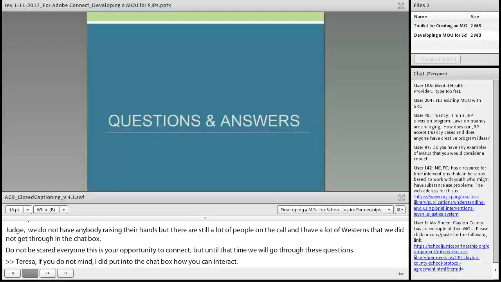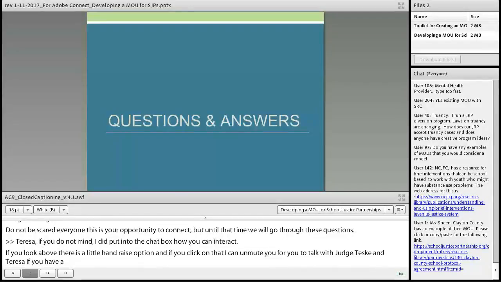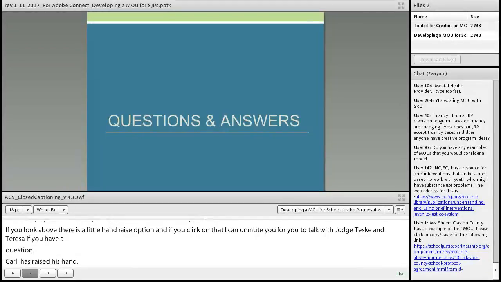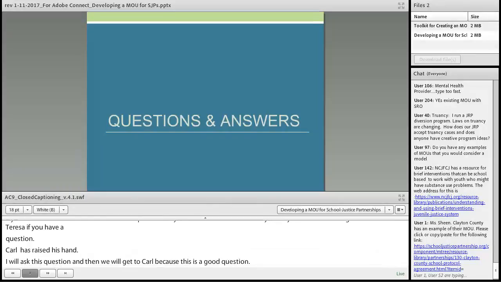Oh, somebody raised their hand. Carl raised his hand. So, you know what? I'm going to ask this one question, and then we'll get to Carl's question, because I think this is a really good question. It was posed by Robert, and he said, even with a focus act, do these models lead to any disparate treatment? How does this safeguard against gender and or racial disparity in implementation? I think that's a fantastic question. Yeah, it is.